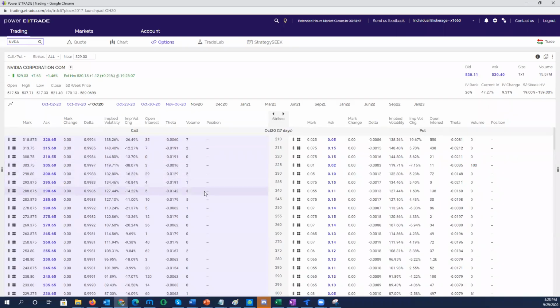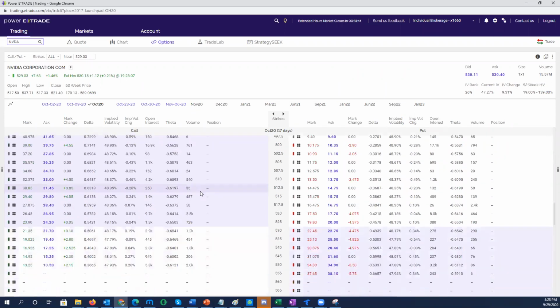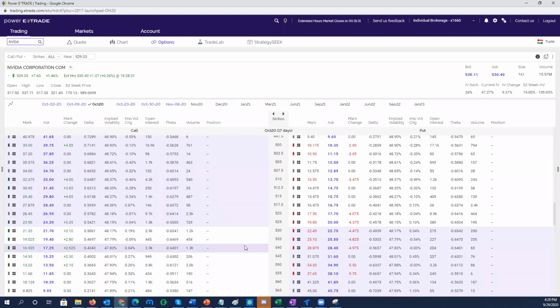So if you see NVDA was moving a lot, right? See, if you buy NVIDIA, it is 530 right now, and you are expecting NVIDIA in 17 days going to 550 or 540, you can buy 540. What is the delta for this? 43. Okay, how much are you paying? 1725. Why is it so pricey compared to Microsoft?